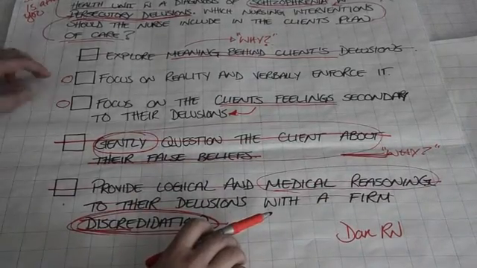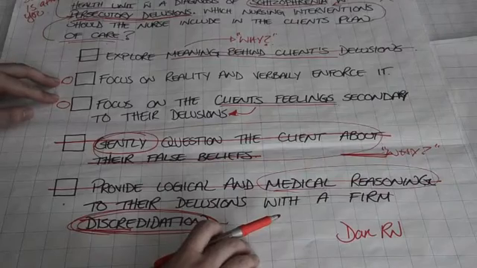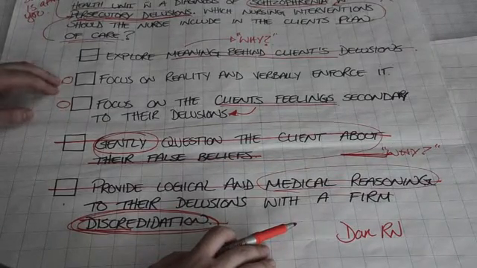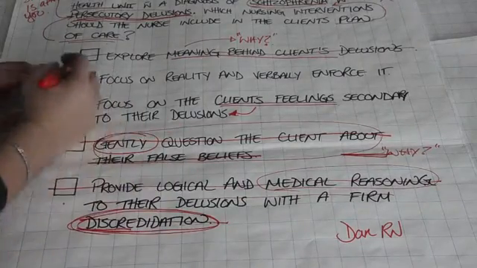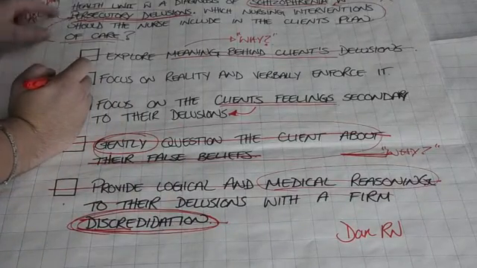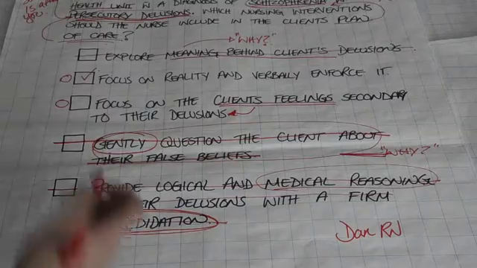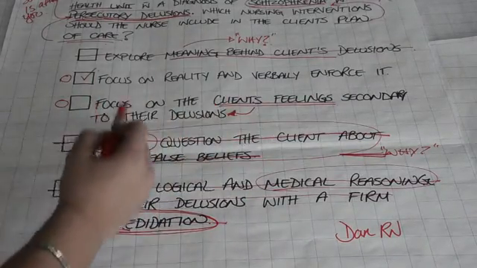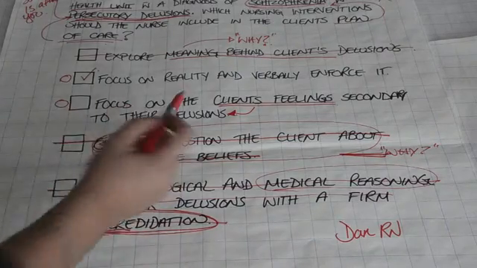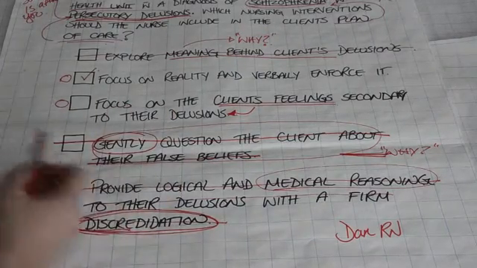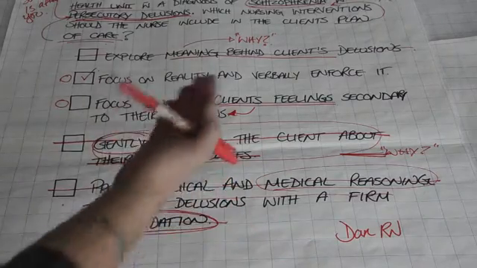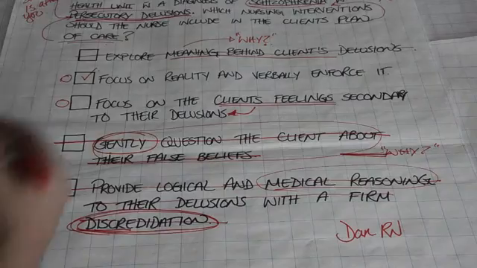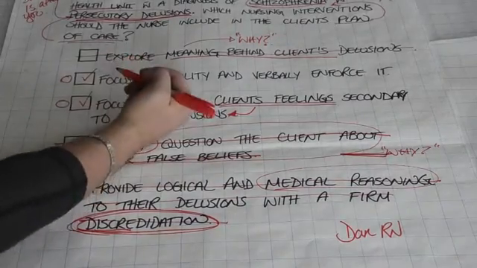So we're left with these two. Now focus on reality and verbally enforce it. As I said before, focusing on reality and verbally enforcing it will limit time that the client is spending on their delusion. Now, this answer choice says focus on the client's feelings secondary to their delusions. Do we want to know how our client is feeling? Do we want to know how their feelings reflect this condition? Yes, we do. So we're going to choose that as an answer choice.